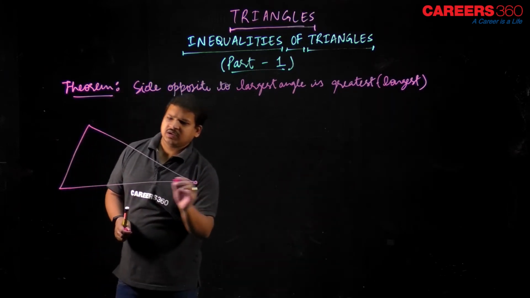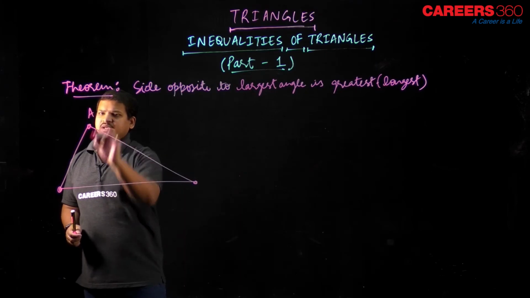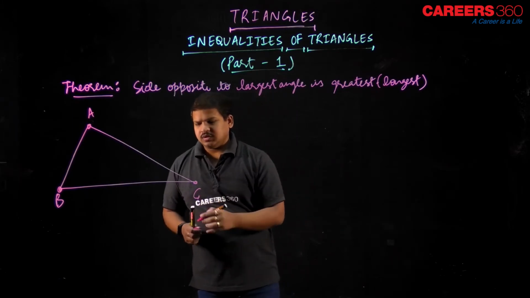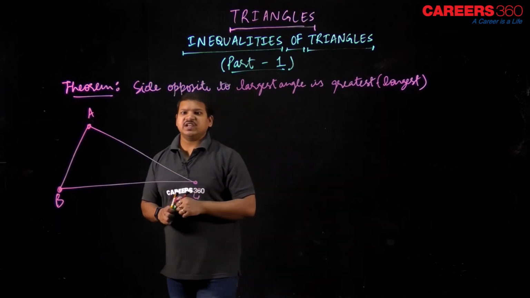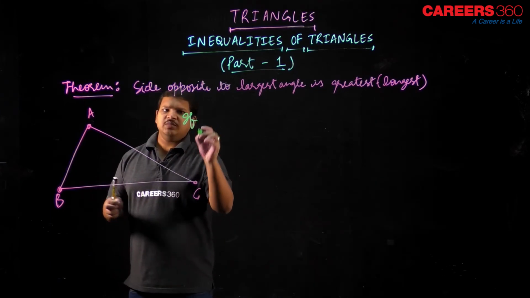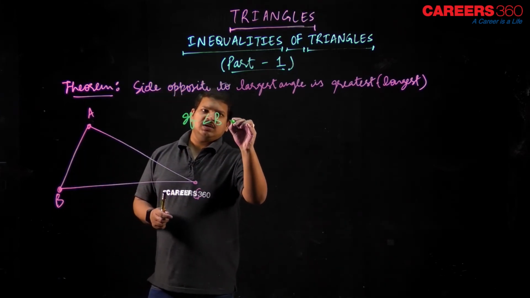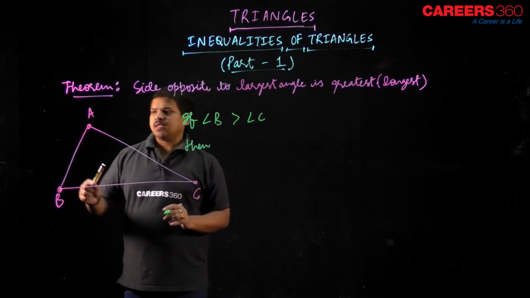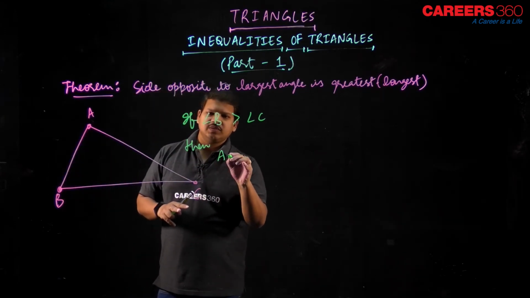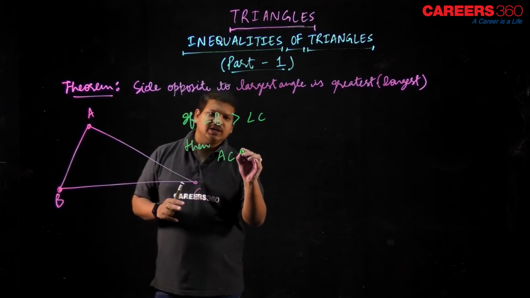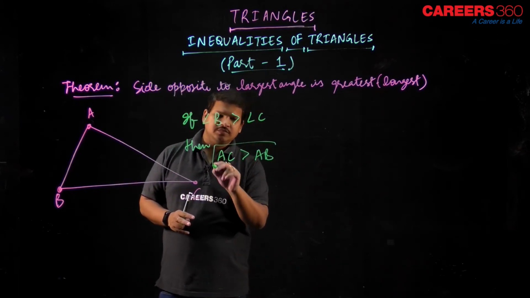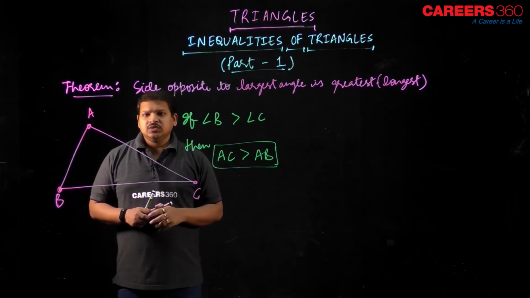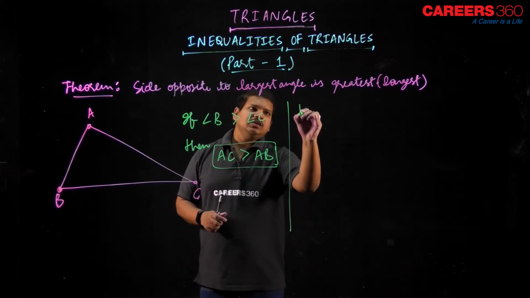Let's say this is my triangle A, B and C, right? Now I have to prove that the side opposite to the largest angle is the longest. If I am assuming angle B is the largest, so angle B is greater than angle C, then AC will be the largest side, or I can say AC will be greater than AB. I hope it is clear to you, right? So let us prove that as well.